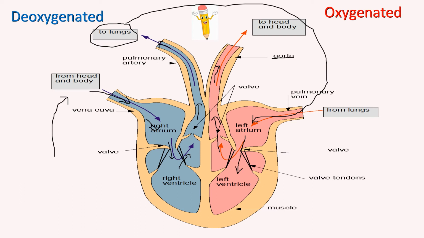You need to be able to learn this diagram and learn how the blood travels around the body. So make sure you learn that before you move on. So make sure you can label the heart and know the direction of the blood.